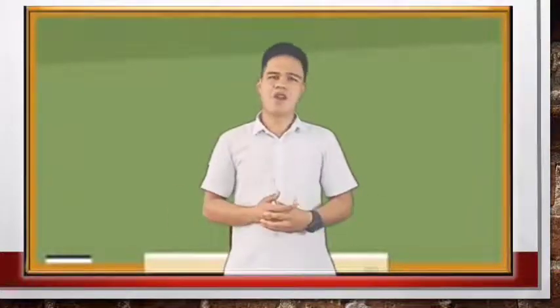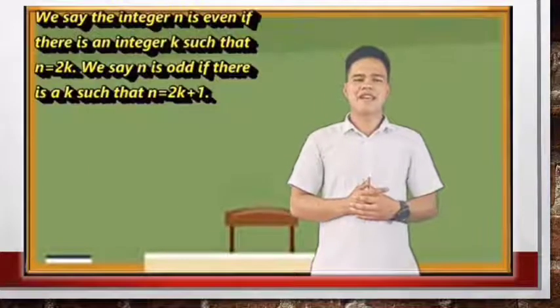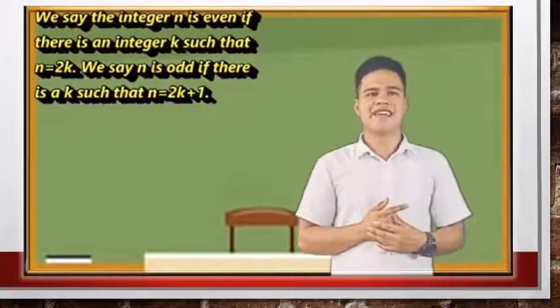So let's go now to direct reasoning. Example, we say the integer n is even if there is an integer a such that n equals 2a. We say n is odd if there is an integer a such that n equals 2a plus 1. To understand this example, let's represent a as an integer.